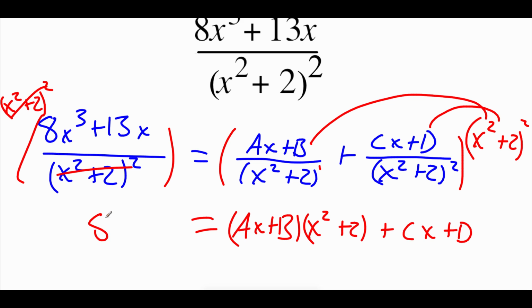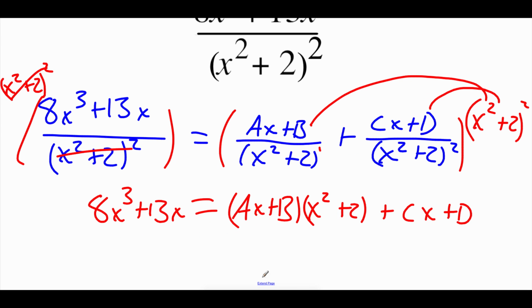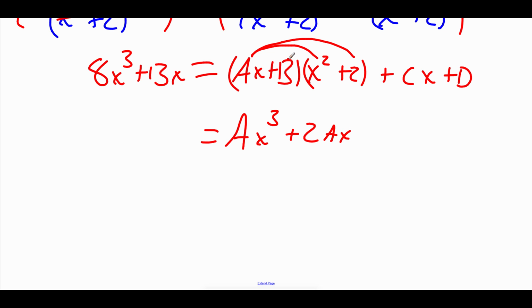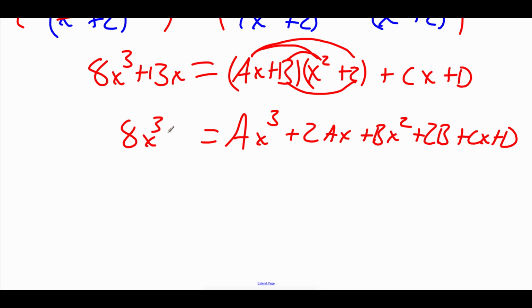On the left-hand side, we've got our 8x cubed plus 13x. Now, if we take a look at this one, there is a little bit of foiling we need to do. So if we take ax times x squared, we get ax cubed. Taking ax times 2, we get 2ax. Taking b times x squared, we get bx squared. And taking b times 2, we get plus 2b. And then we still got our plus cx plus d on the end. Left-hand side, we've got 8x cubed plus 13x.